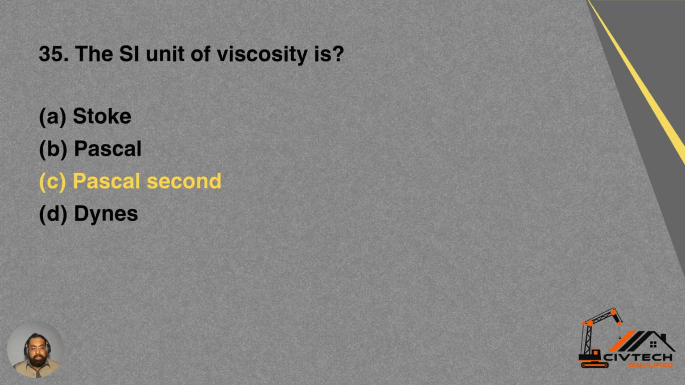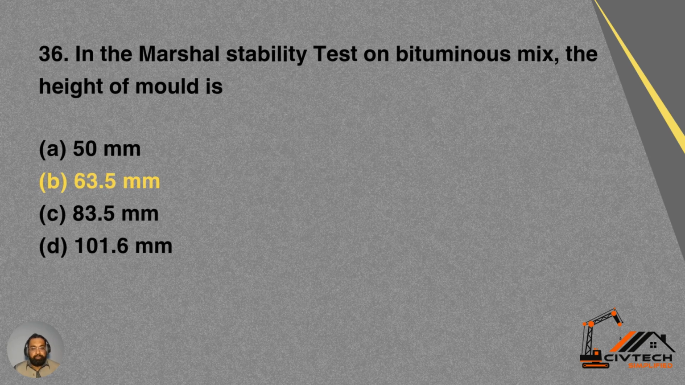Question 35. The standard international unit, the SI unit for viscosity, is option A, Stoke. Option B, Pascal. Option C, Pascal second. Option D, Dynes. So C is the correct answer, which is Pascal second. So the SI unit for viscosity is Pascal second.